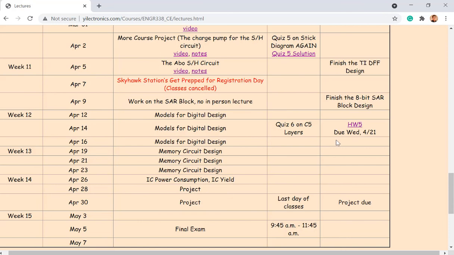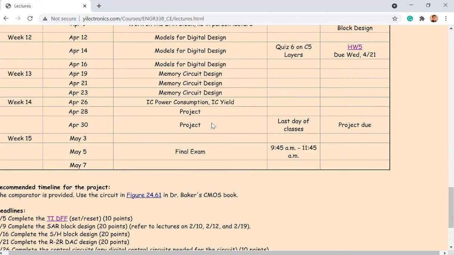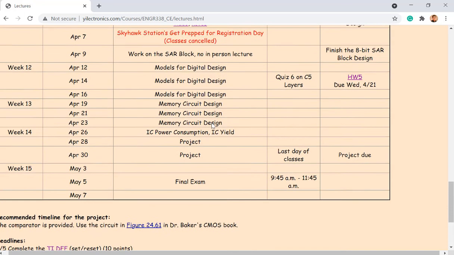And I think you guys will be ready for the homework assignment on Wednesday or maybe Friday. I probably will move this to Friday, depends on the progress. And this will be due on Wednesday next week and can be changed to Friday, depends on the progress. And then we will have memory for circuit design for next week, and some IC power consumption and IC yield, and maybe something about the project for the week after next week, all right?